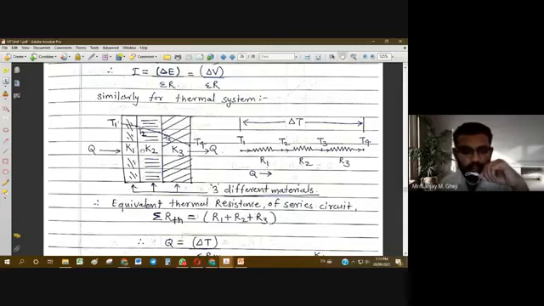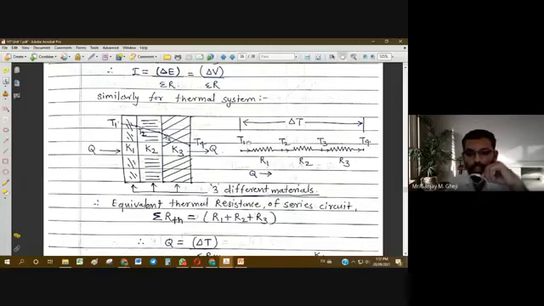This K1 material will be thermal resistance R1, then thermal resistance R2, and thermal resistance R3. All three materials are shown in series, and in between are intermediate temperatures. T1 and T4 are the end temperatures. T2 and T3 are the in-between temperatures: T2, T3, and then T4.